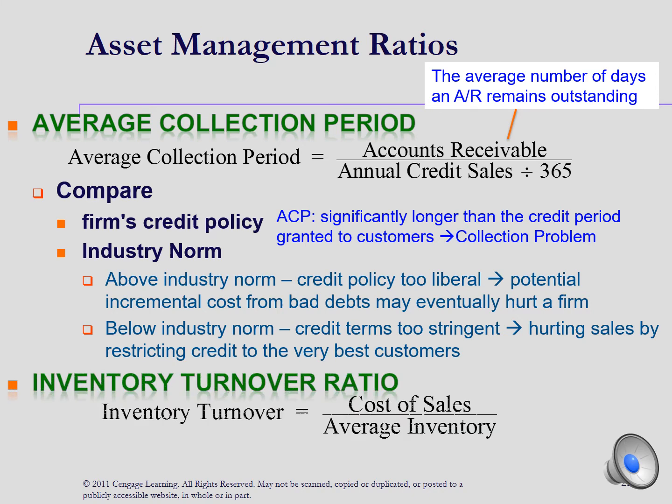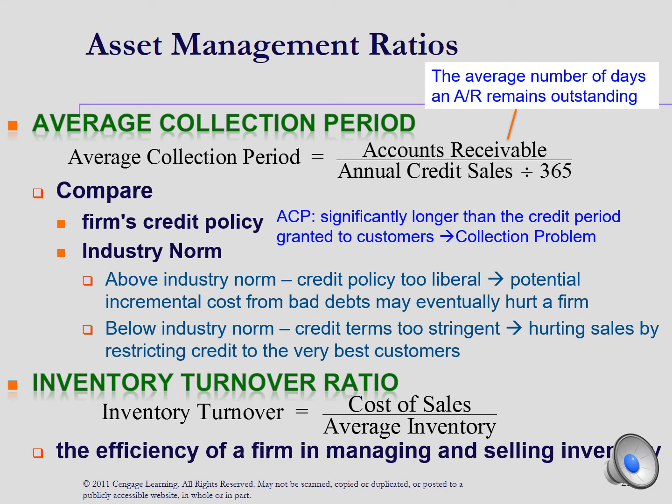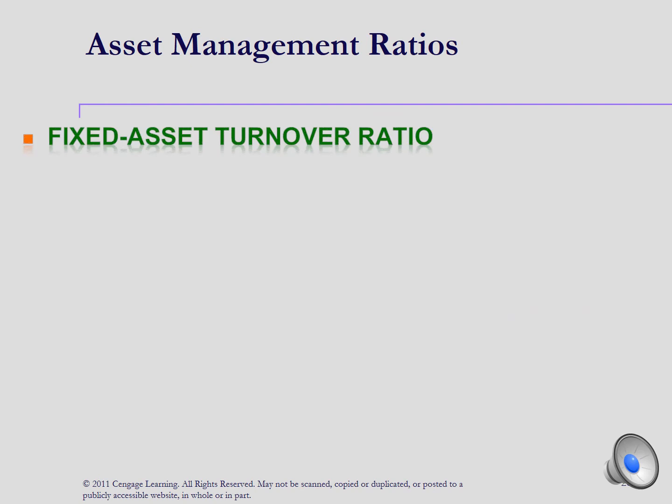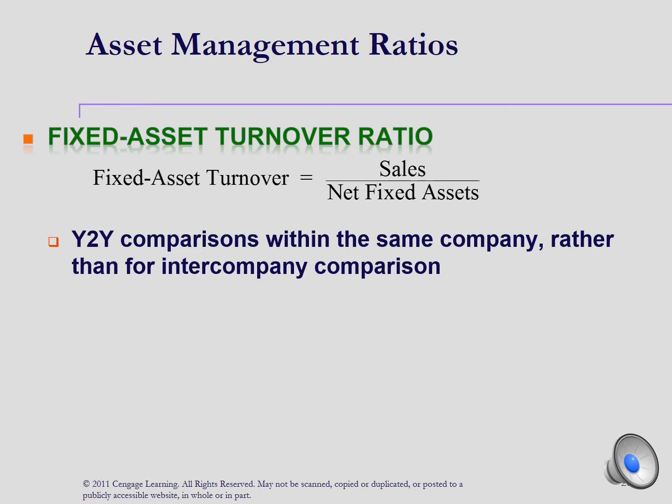Inventory turnover ratio. Inventory turnover is defined as cost of sales divided by average inventory. It indicates the efficiency of a firm in managing and selling inventory. Fixed asset turnover ratio. Fixed asset turnover is defined as sales divided by net fixed assets. It indicates how efficiently a firm uses fixed assets to generate sales. It should be used as year-to-year comparisons within the same company rather than for intercompany comparison.